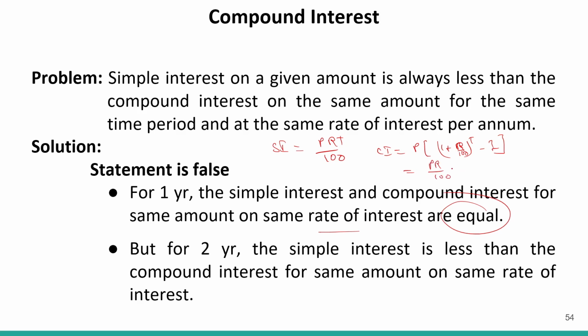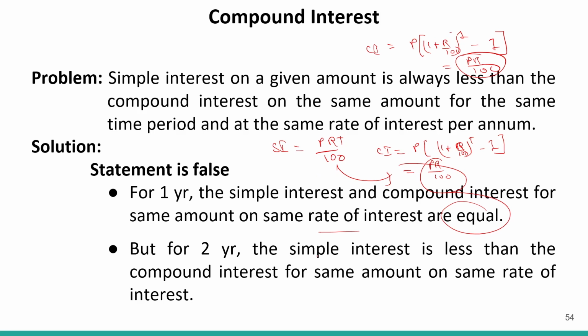And CI is equal to what? CI will be P into (1 plus R by 100) whole power 1, so this much, minus 1. So this will be equal to P plus PR by 100, minus P. So P minus P gets cancelled out, and PR by 100 is remaining right here. As you can see, SI and CI are the same if T is equal to 1 year.